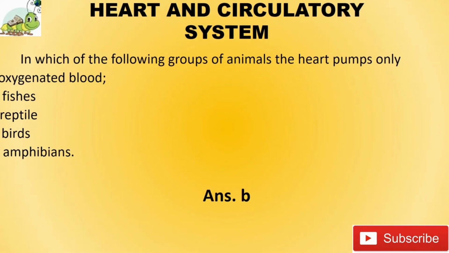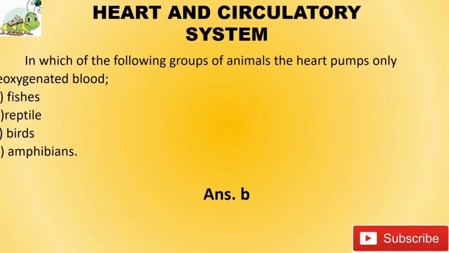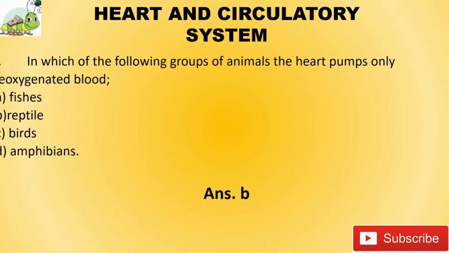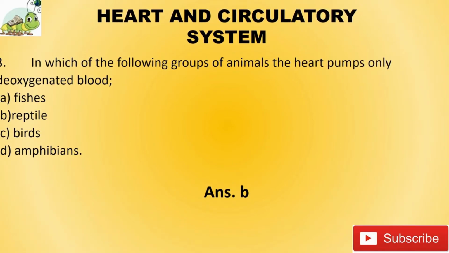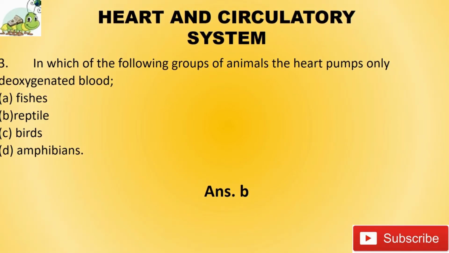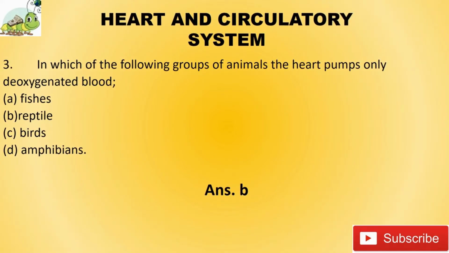Question number 3, answer is A. In fishes, the heart is two-chambered, an auricle and a ventricle. It receives venous blood only and pumps blood to the gills only for oxygenation. Hence it is referred to as the venous heart or branchial heart.